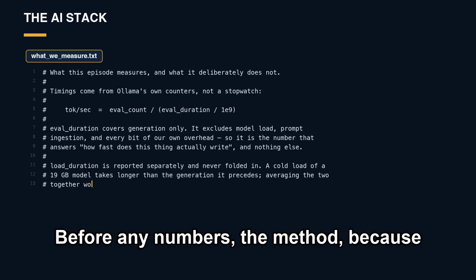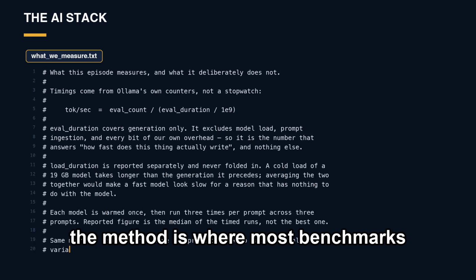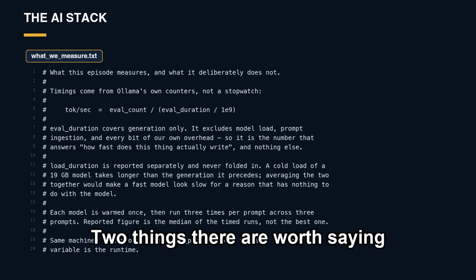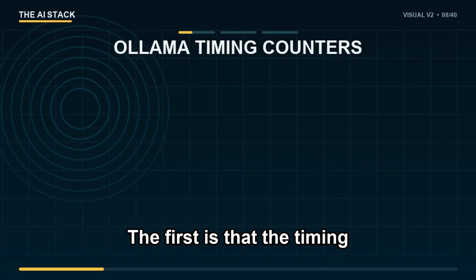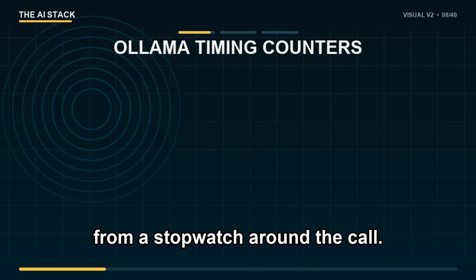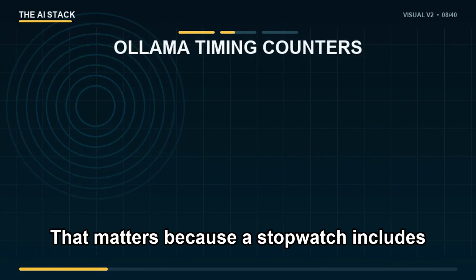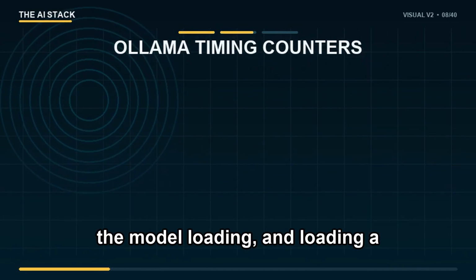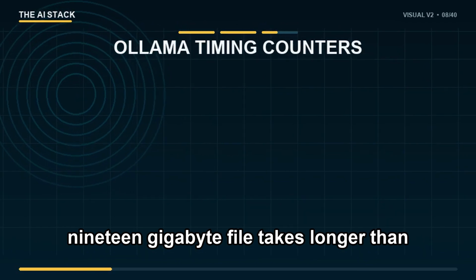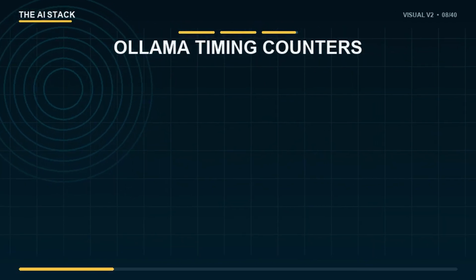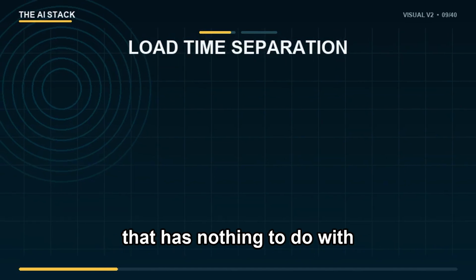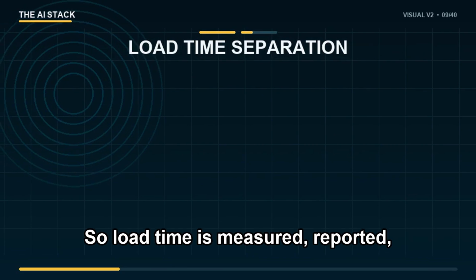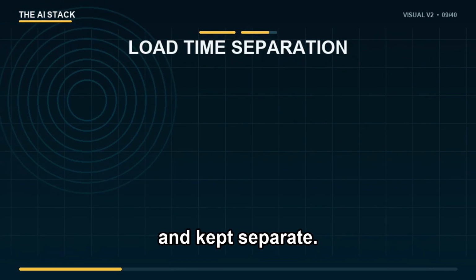Before any numbers, the method, because the method is where most benchmarks quietly go wrong. 2 things there are worth saying out loud. The first is that the timing comes from ollama's own counters, not from a stopwatch around the call. That matters because a stopwatch includes the model loading, and loading a 19 gigabyte file takes longer than the writing does. Fold those together and a fast runtime looks slow for a reason that has nothing to do with the runtime. So load time is measured, reported, and kept separate.